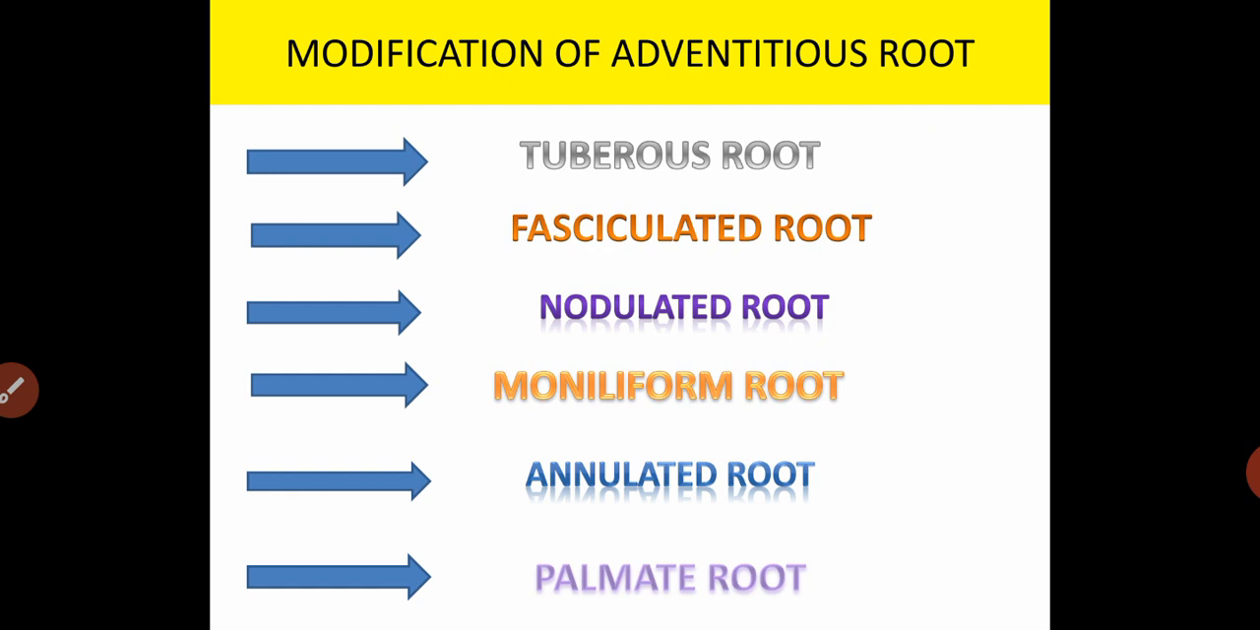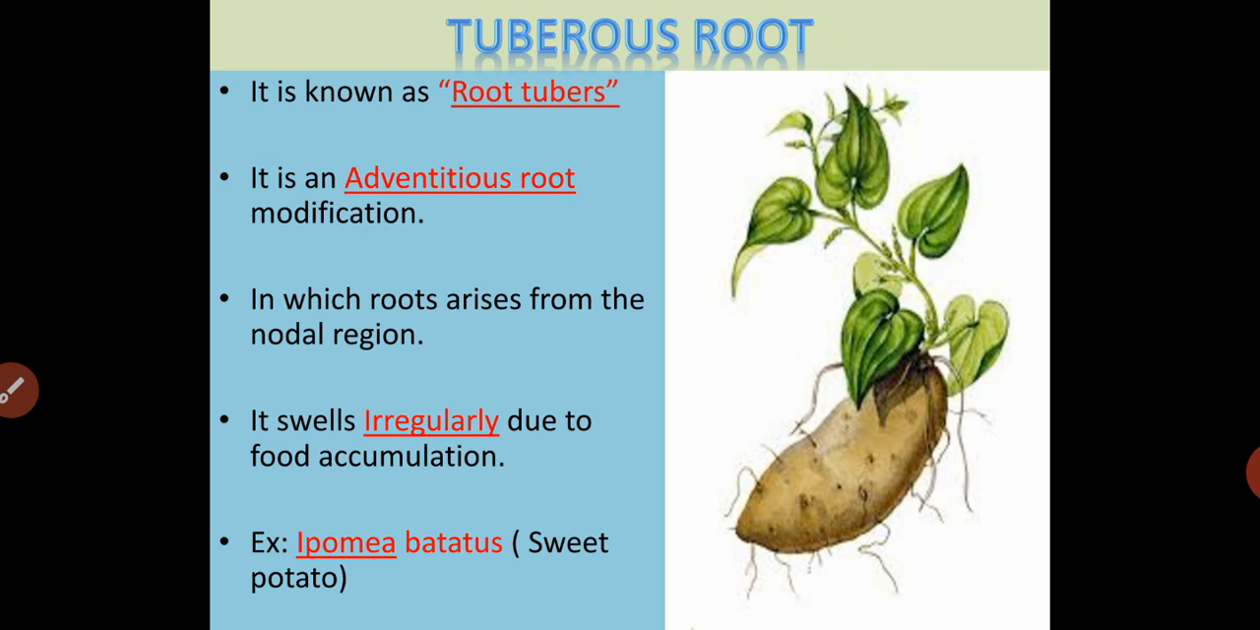Adventitious roots are modified into six types, that is tuberous roots, fasciculated roots, nodulated roots, moniliform roots, annulated roots, palmate root. Let us go in detail. The first one is tuberous root. It is also known as root tubers.